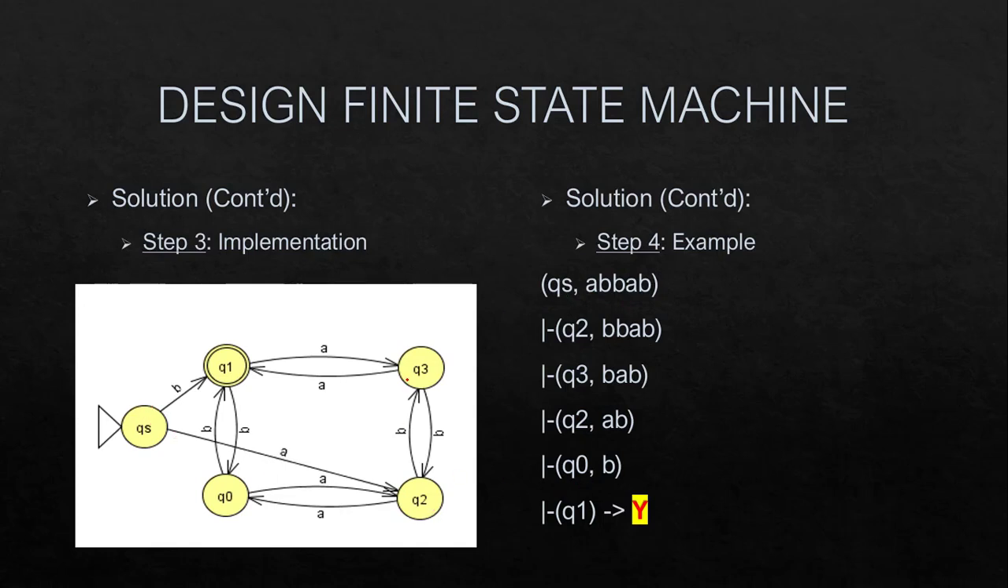From Q2 state we go to Q3. From Q3 we come back to Q2. From Q2 we go to Q0 state, and from Q0 we are reaching Q1 state, generating Y as the output, that is the input string is valid.